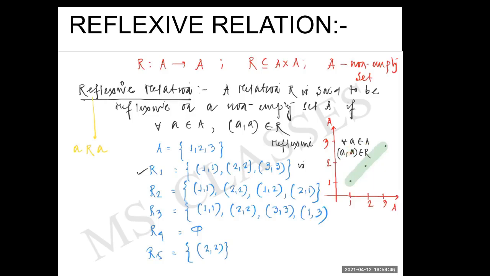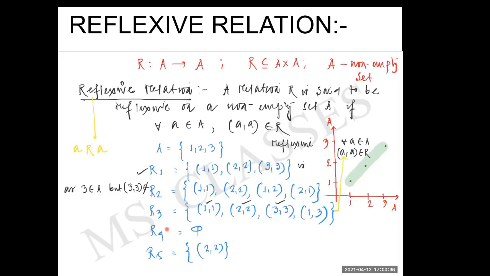I write it down. R2 is not reflexive as 3 belongs to A, but (3, 3) does not belong to R. Next, we come to R3. Okay, all the diagonal elements are present. So what we will say? This is reflexive. So write it down: R3 is reflexive. The reason you write the same as this one.